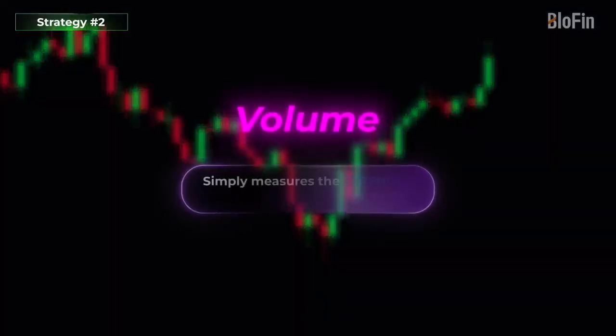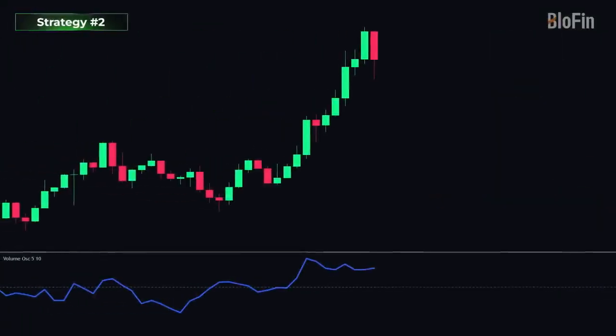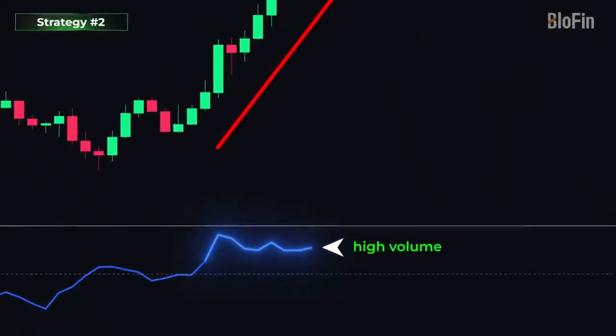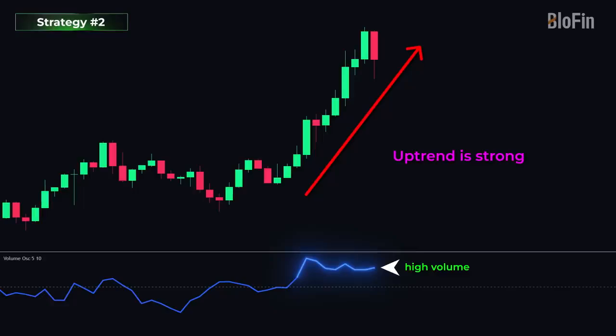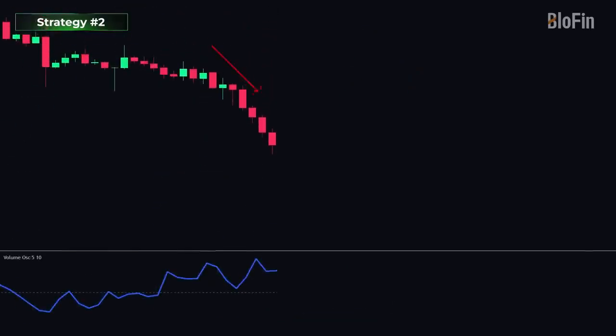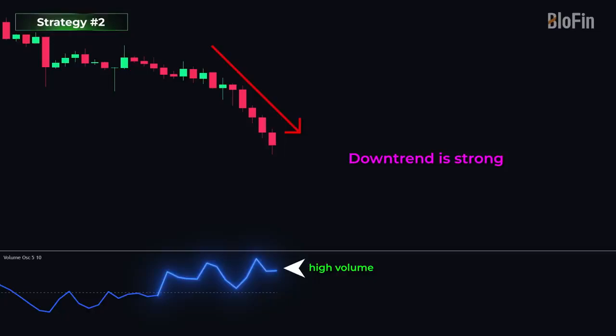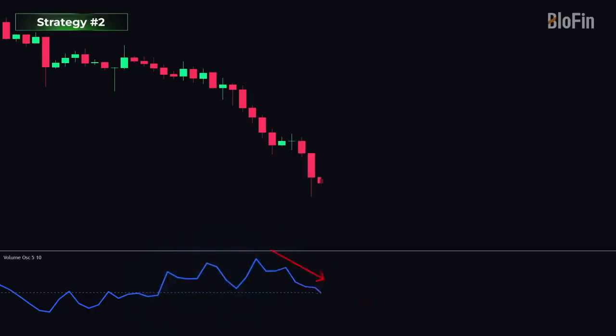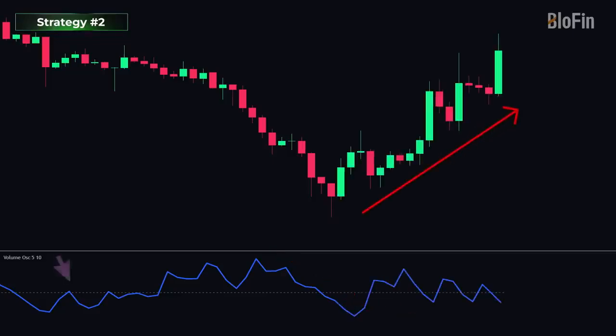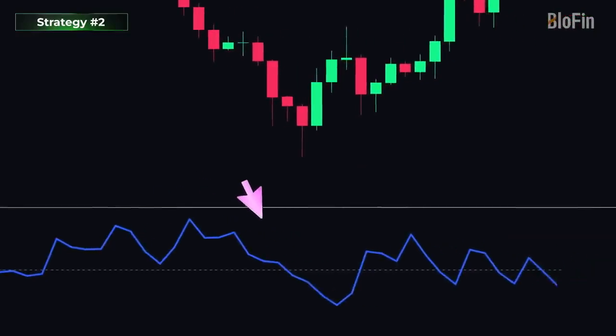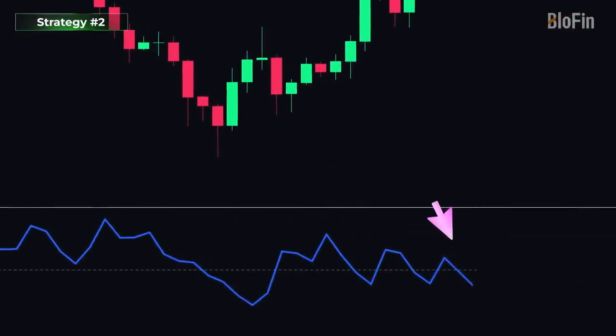For those of you who don't know, volume in trading simply measures the strength behind a price movement. For example, if price is in an uptrend and volume is high, it means that the uptrend has a strong momentum behind it. Same goes for a downtrend. If price is dropping and volume is high, it means that the downtrend has strong momentum behind it. But here's the key. If you start to see the volume decreasing, that tells us the strength of that trend is now getting weaker, which could be an early clue that a reversal might be coming. So by using this concept, we can start to predict when a trend is about to reverse just by watching the volume. So here's how the full strategy works.